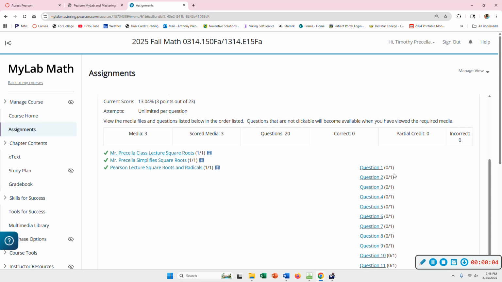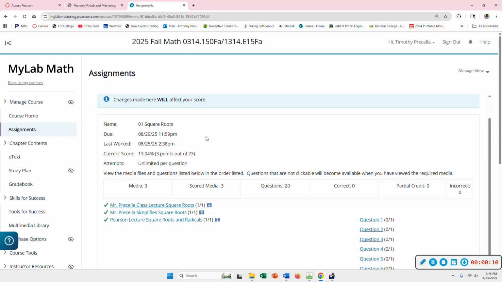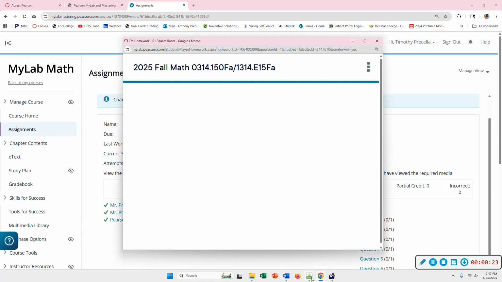I'm Mr. Precella, and today we're going to be looking at the first topic in our course. It's a review of square roots. So if you haven't seen square roots in a while, this should help you remember what a square root is. And let's get switched over to my paper.